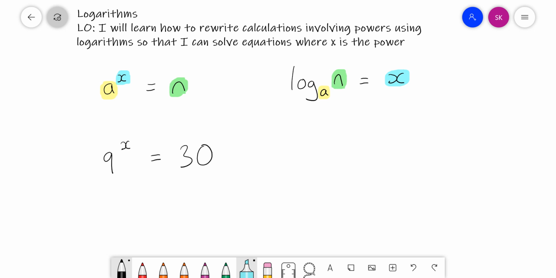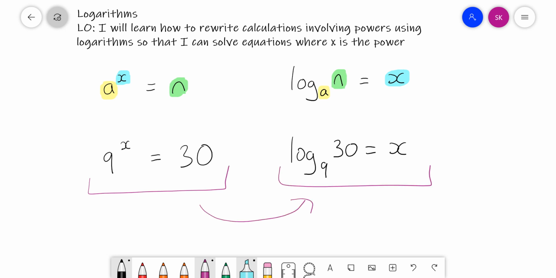we could rewrite this as log of what? Think to yourself, think about how you would rewrite this question. Pause the video and write it in. So because the base is 9, we write log with base 9 of 30 is equal to x. And we can use a calculator to figure that out. We're going to get on to how to solve equations later on, but this video is all about practicing the process of rewriting these as logarithms.